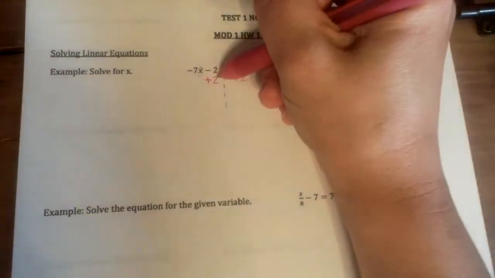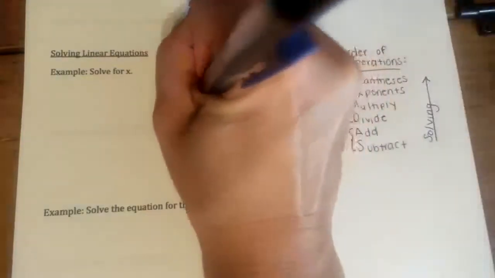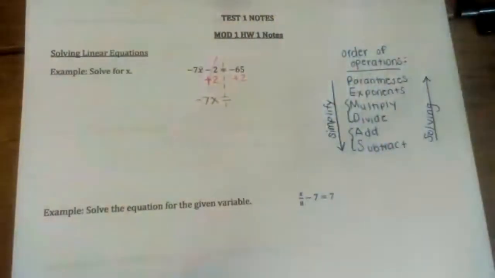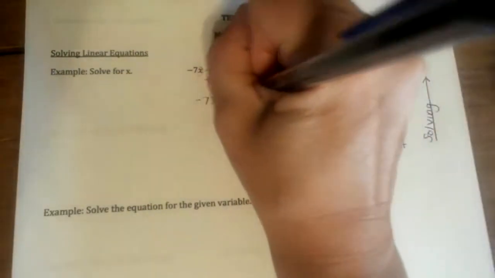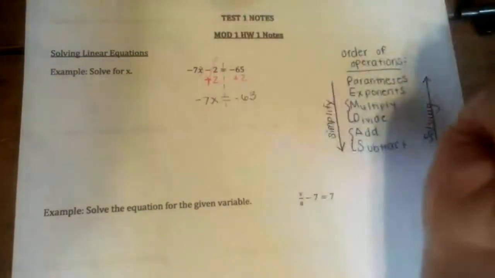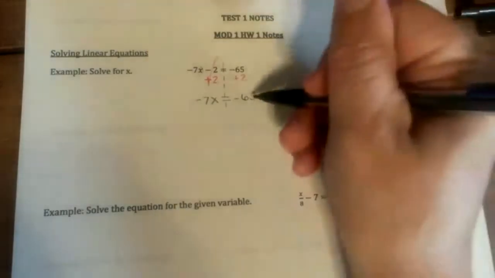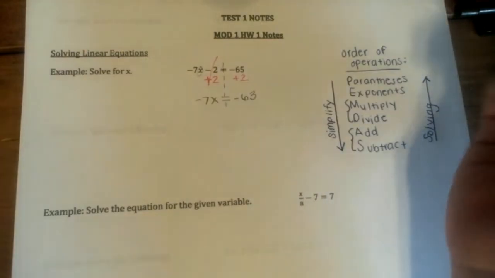So negative 2 plus 2 goes to 0. So that cancels out. And we're left over with just that negative 7x equals negative 65 plus 2. So negative 65 plus 2 will give us negative 63. You can use your calculator for that if you need to.